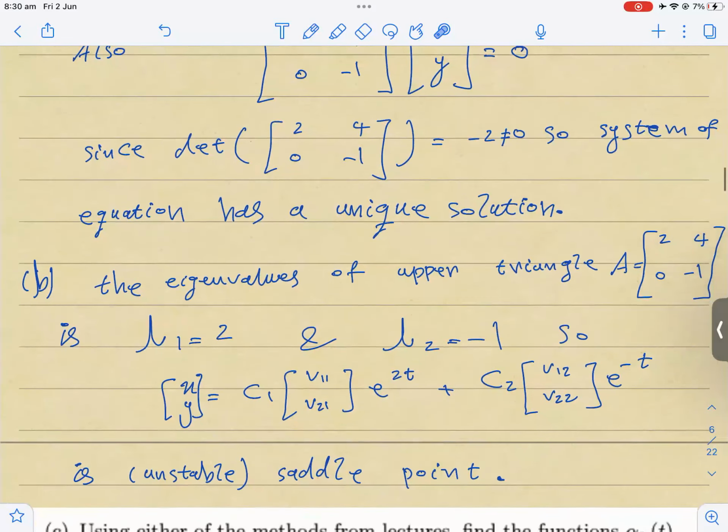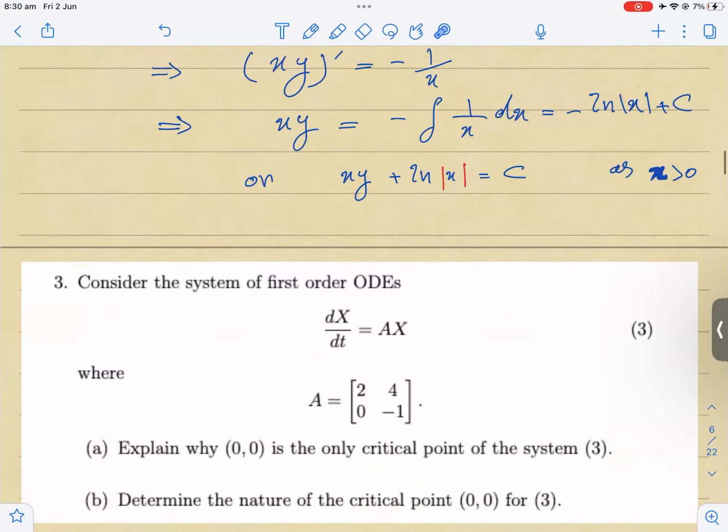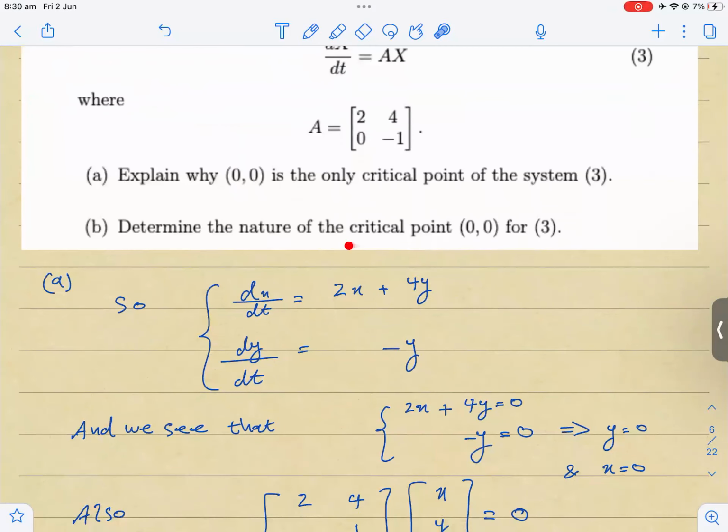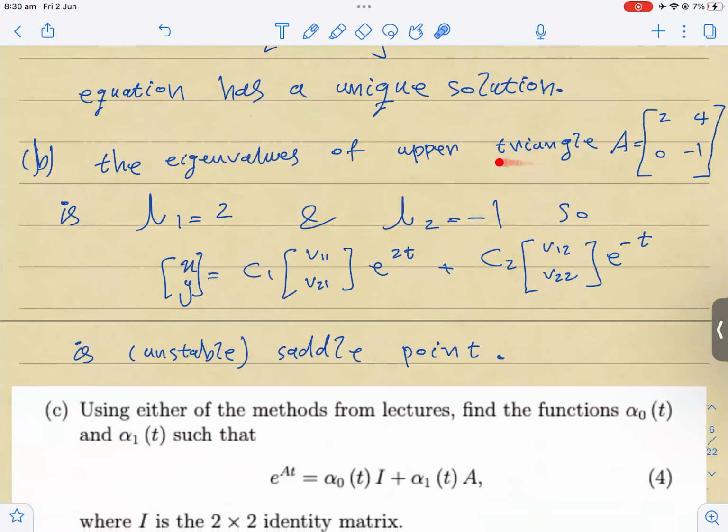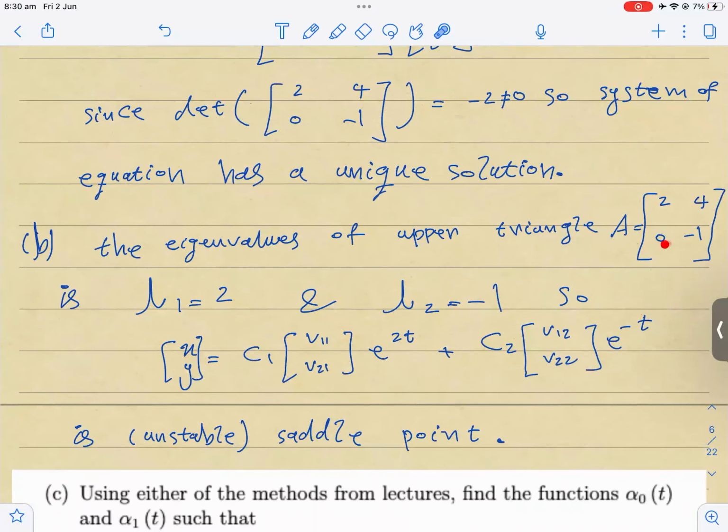All right. Part B. Where is part B? Yeah, part B. Determine the nature of the critical point 0, 0. So the eigenvalues of this guy 2, 4, 0, minus 1. So the eigenvalues are 2 and -1. Okay. So lambda 1 equals 2, lambda 2 is equal to -1. So this is a saddle point. Okay. So one of them is like this and one of them is like this.